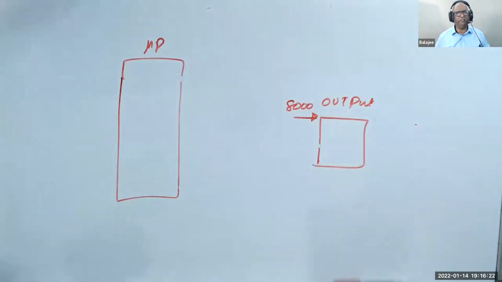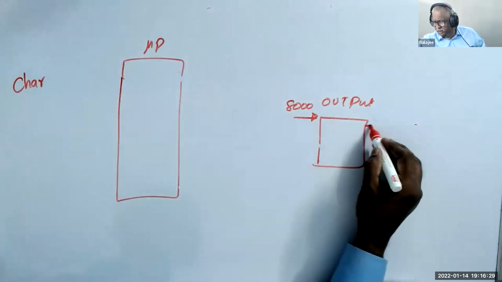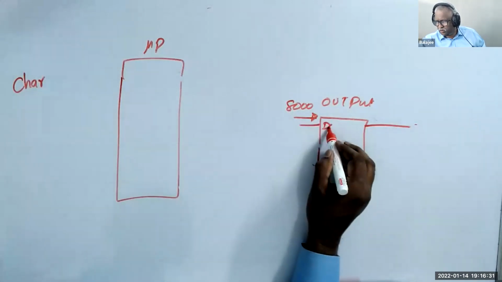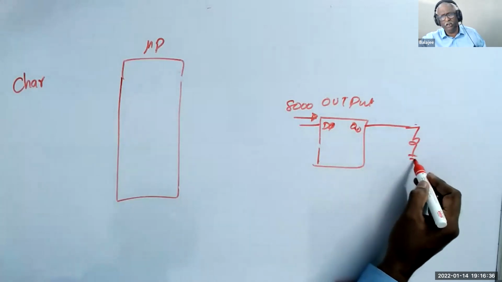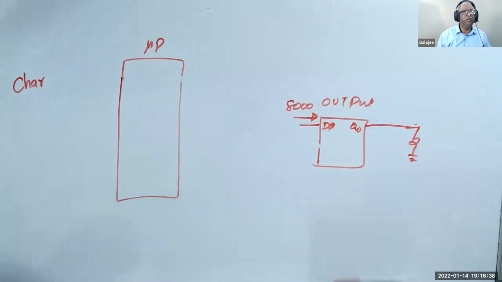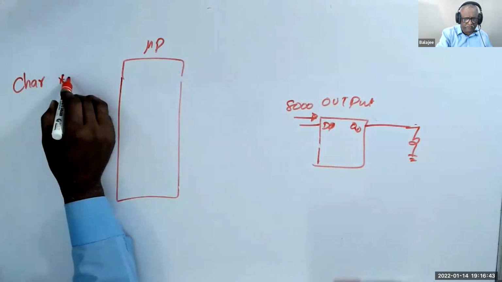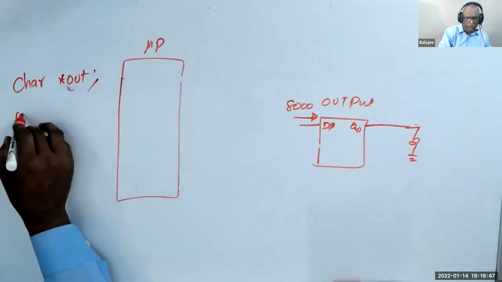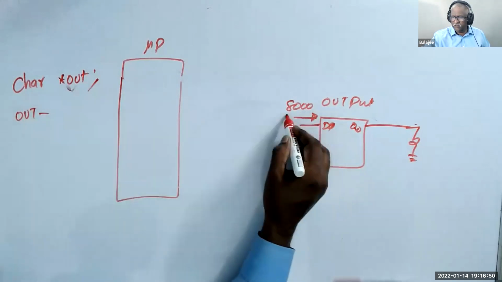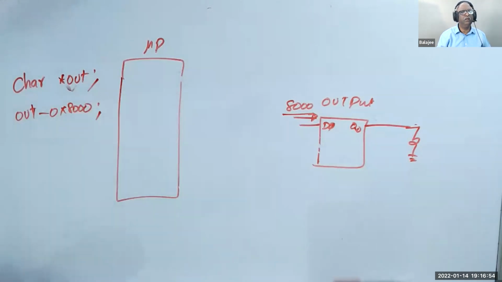Now, what I do here is quite simple. I write a simple program, and I connect a bulb on the first pin, D0. Forget about the LED and everything, we'll see that first, the bulb. Now, I say char star, let us call it out. That's a good name. I'll say out is equal to 0x8000. Understand?